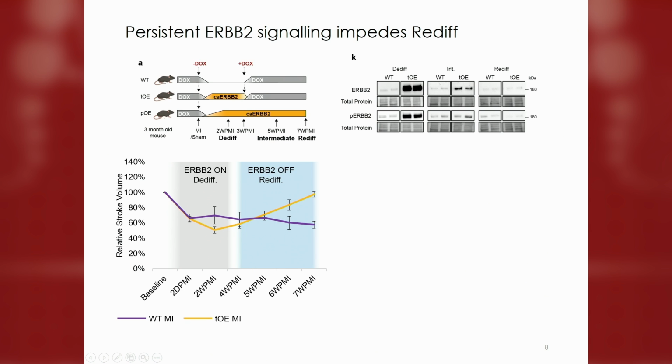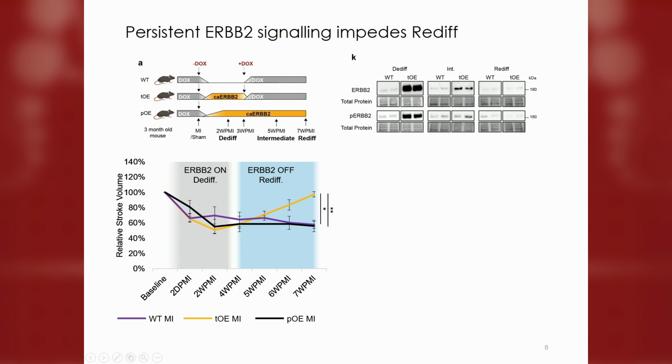So we're only focusing, for simplicity, on relative stroke volume, because this is showing you that after MI, stroke volume is reduced during the dedifferentiation. But when we stop ERB2 signaling, you start to see the climbing of stroke volume, which tells you that basically the function is restored. Obviously, if you keep ERB2 on, there is no restoration of heart function.